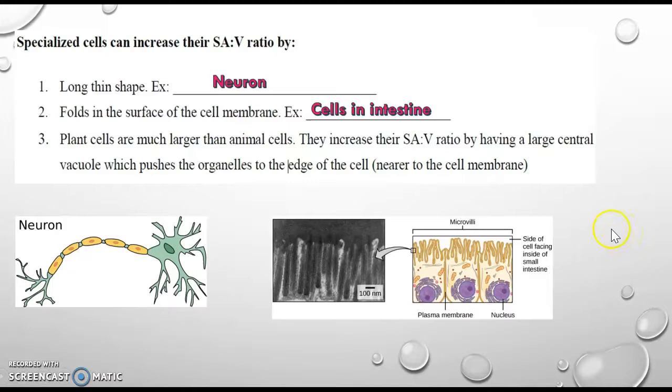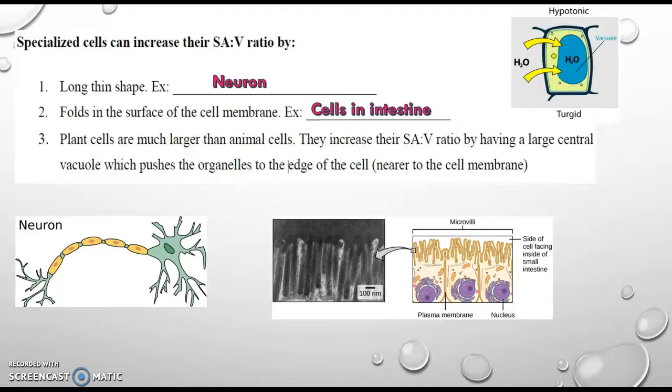And your third example is that plant cells are much larger than animal cells. They increase their surface area to volume ratio by having that large central vacuole which pushes all the other organelles to the edge of the cell, making those organelles closer to the cell membrane and thus efficient.